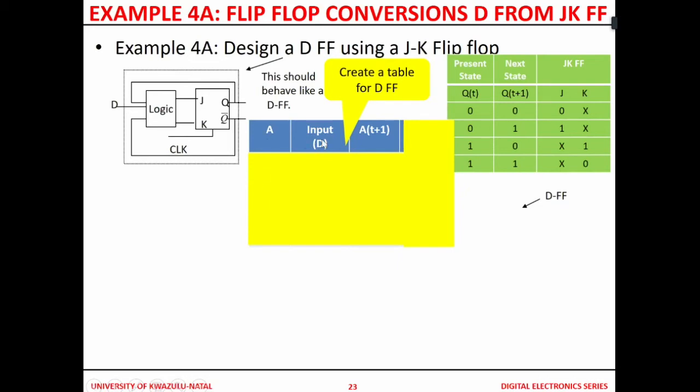So you've got A, input, the next state. Can you fill in that? Input will be 0, 1, 0, 1. A will be 0, 0, 1, 1. Then can you give me the next state?